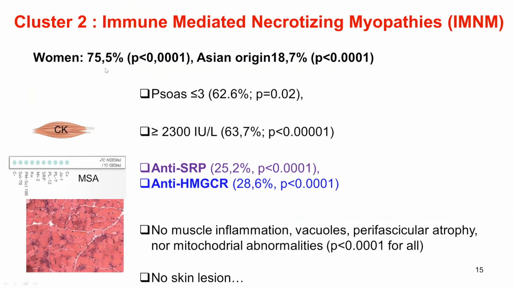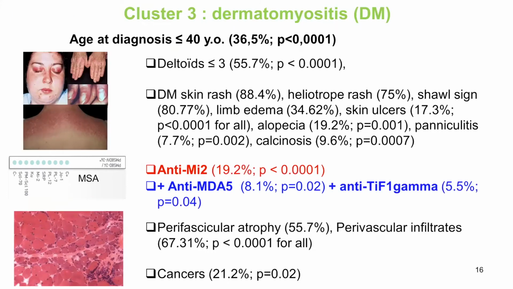We can observe more women, many of Asian origin, at least in the population around Paris. They are weaker in their psoas than in the upper limbs, with high CK levels. Here we found anti-SRP and anti-HMGCR clearly, and on the pathological side, no inflammation, but in fact only regenerative fibers and necrosis, and no skin lesions.